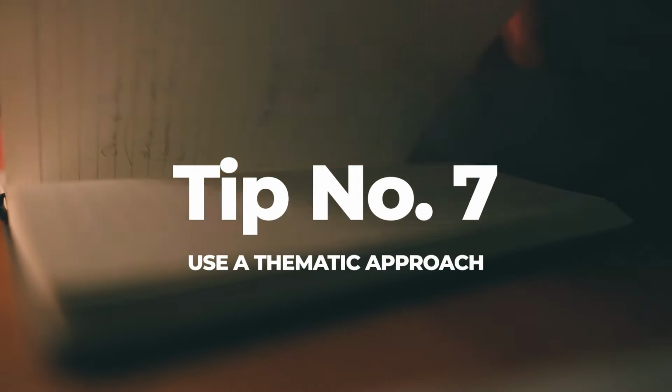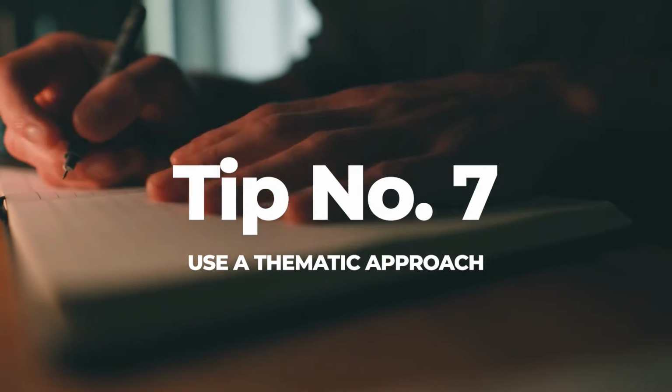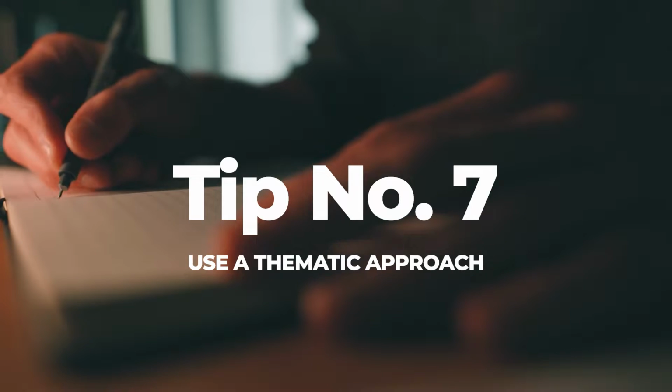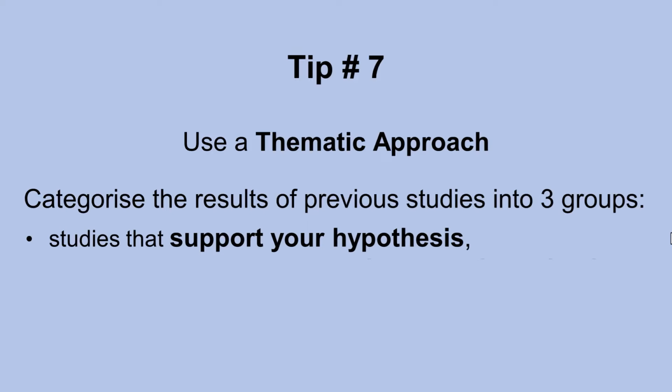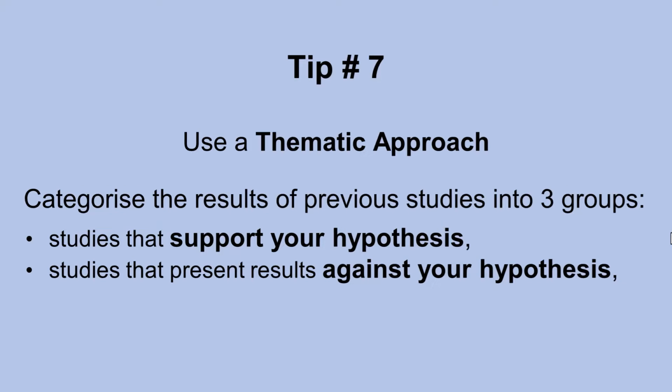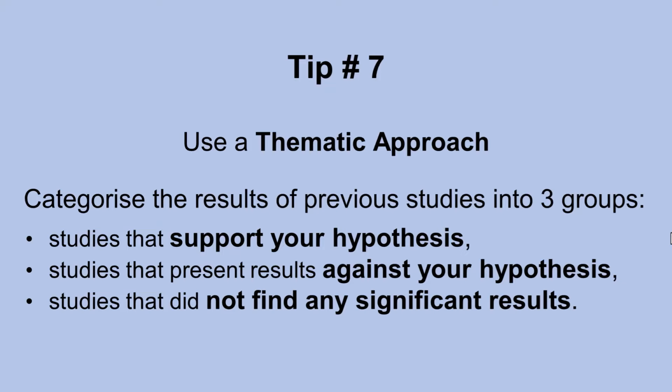Secret tip number 7. One of the most effective methods to achieve this is using a thematic approach, which involves categorizing the results of previous studies into 3 groups: studies that support your hypothesis, studies that present the results against your hypothesis, and studies that did not find any significant results. I have discussed the thematic approach in detail in my video titled How to Write a Literature Review. Please find the link to this video below.